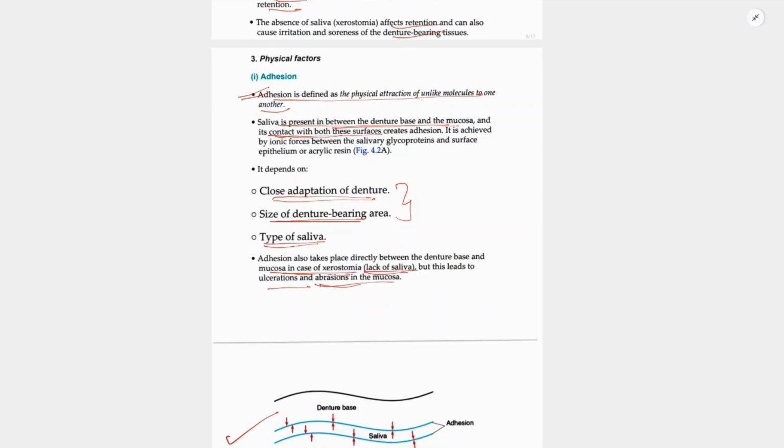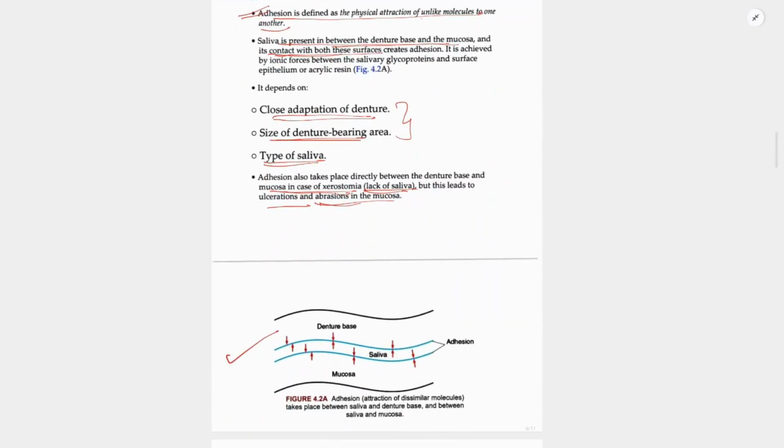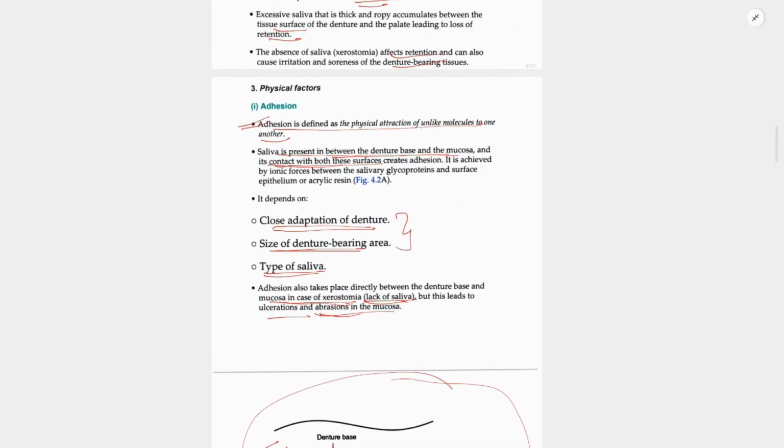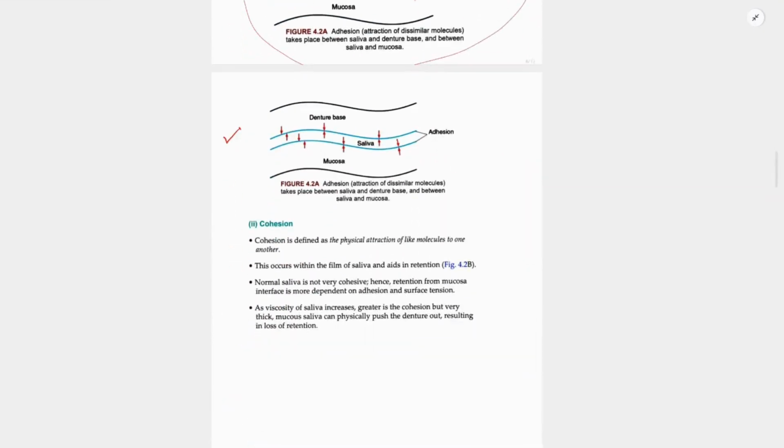Not a very important point. You can draw the diagram of the adhesion, that is this diagram over here, that will fetch you more marks. So in adhesion, you have to remember one is the definition. Second is saliva is present between the denture base and the mucosa, and its contact with both these surfaces creates adhesion. So if saliva is present, by logic, there are 3 factors on which adhesion will depend. One is close adaptation of denture, size of the denture bearing area, and type of saliva.